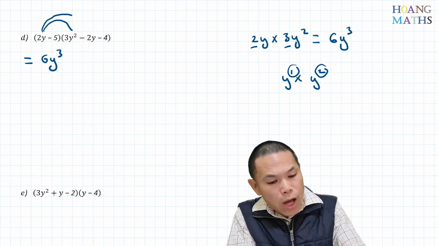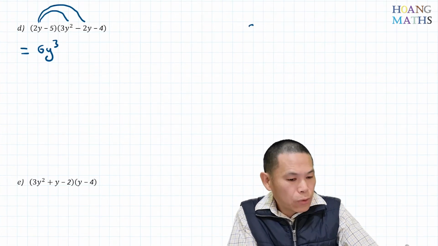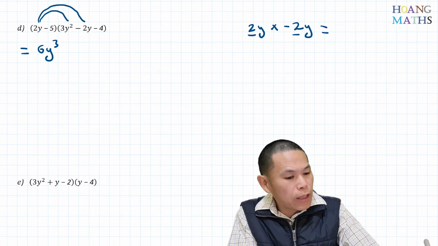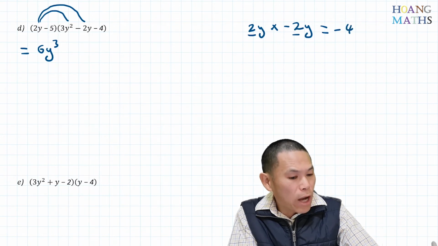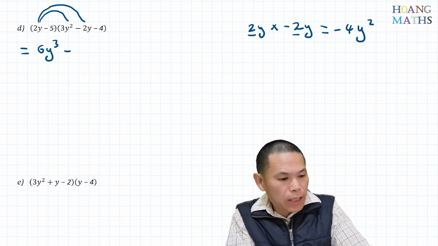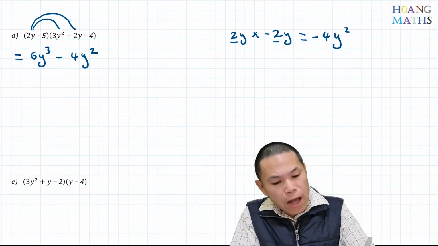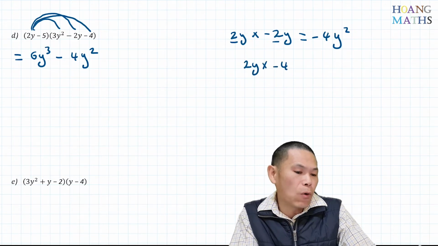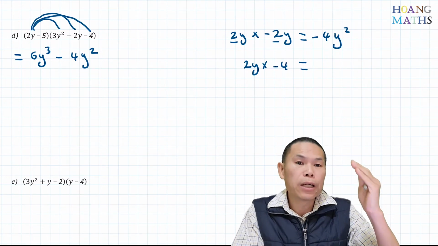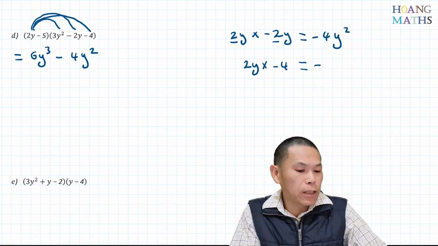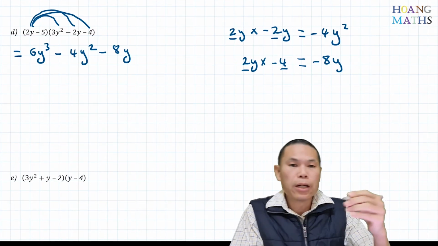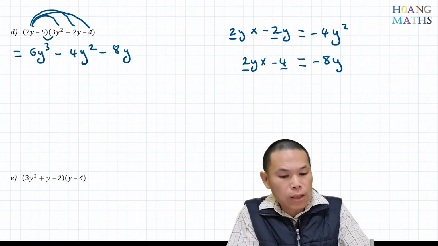And then we go 2y times negative 2y. A positive times negative gives you a negative. So negative 4, and then y times y is y squared. So minus 4y squared. Now we go 2y times negative 4. A positive times a negative gives you a negative. 2 times 4 is 8, and the y we just write down. So minus 8y.